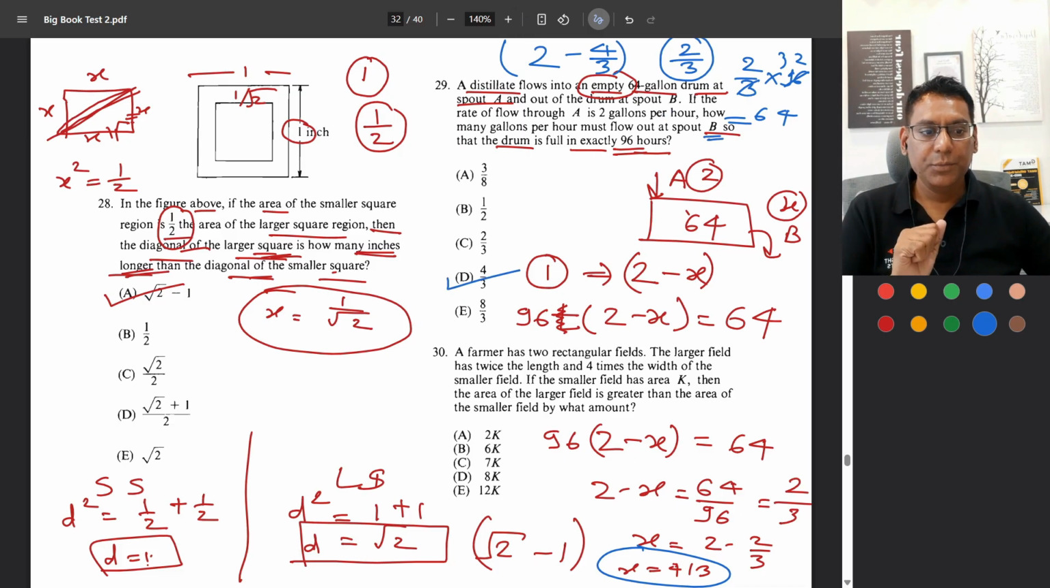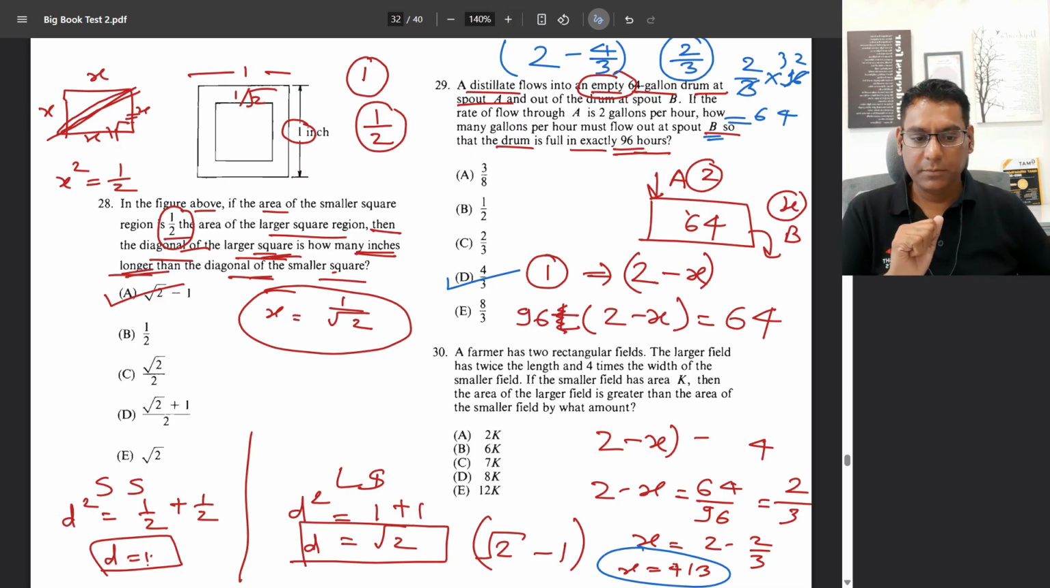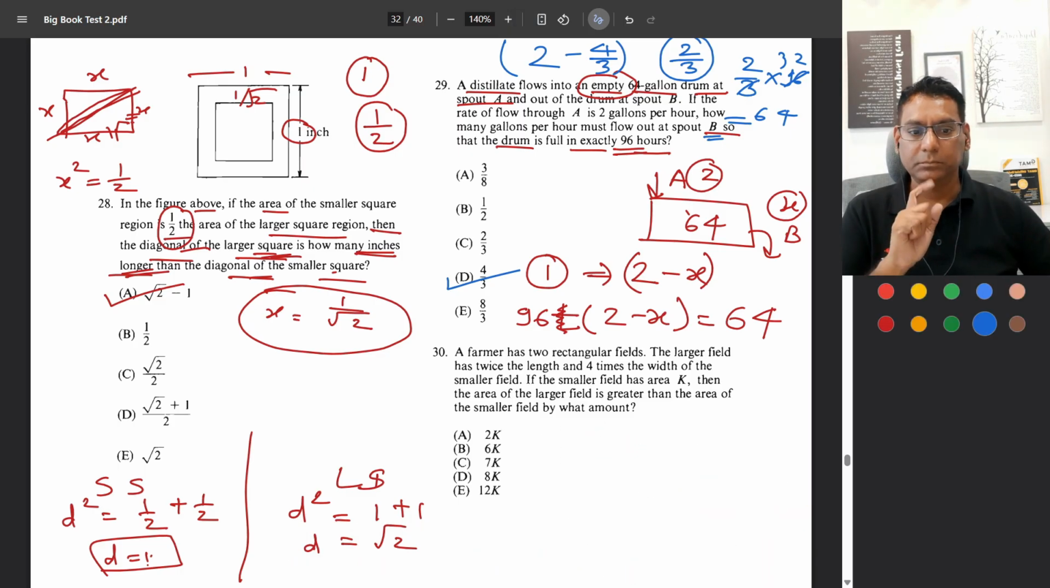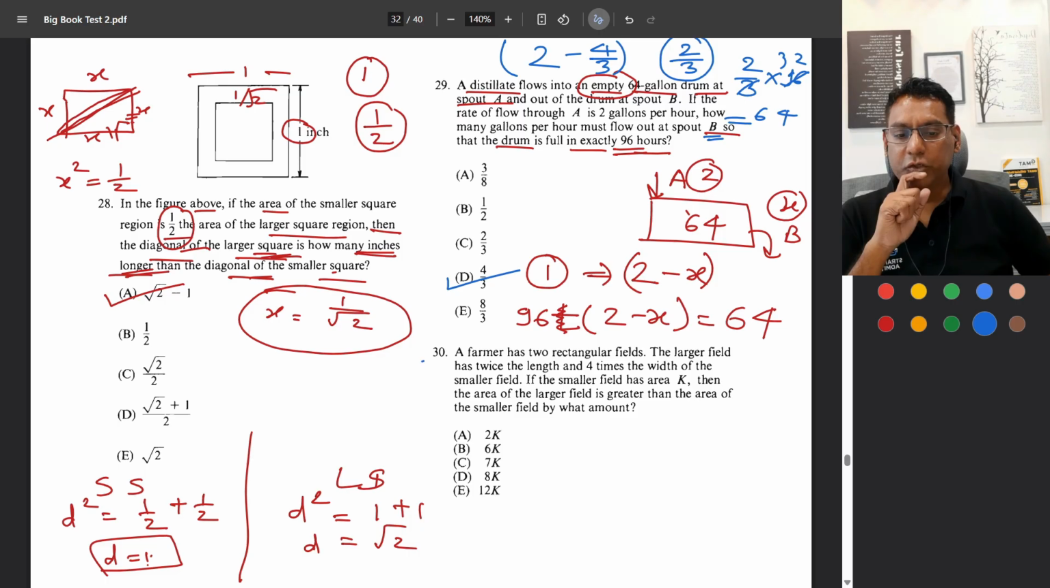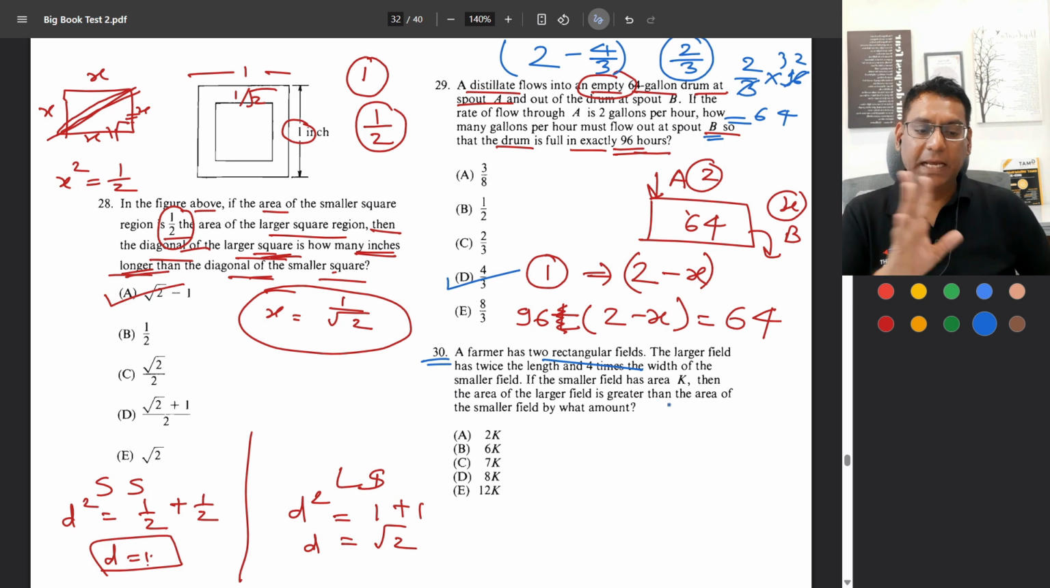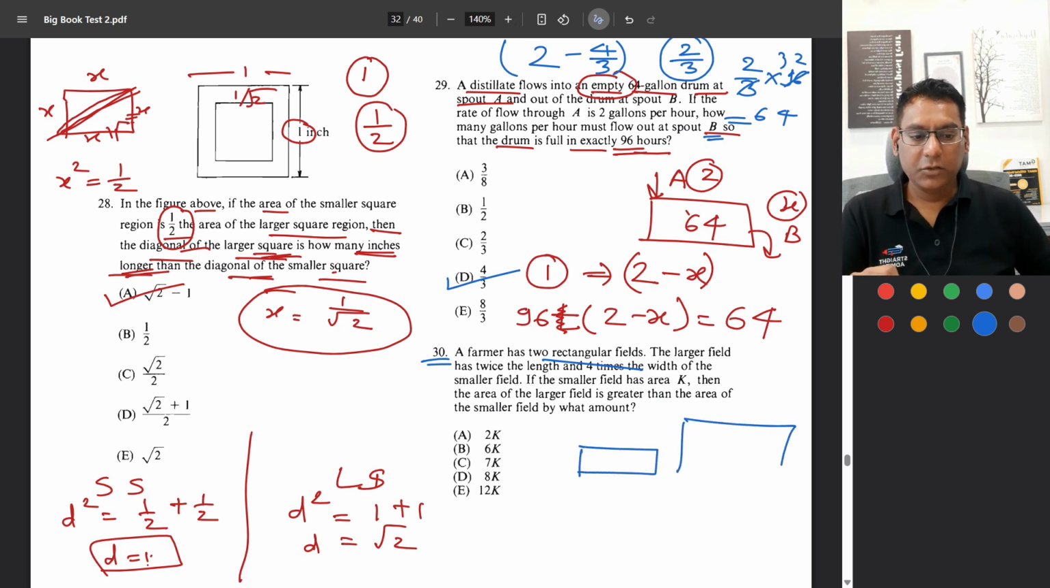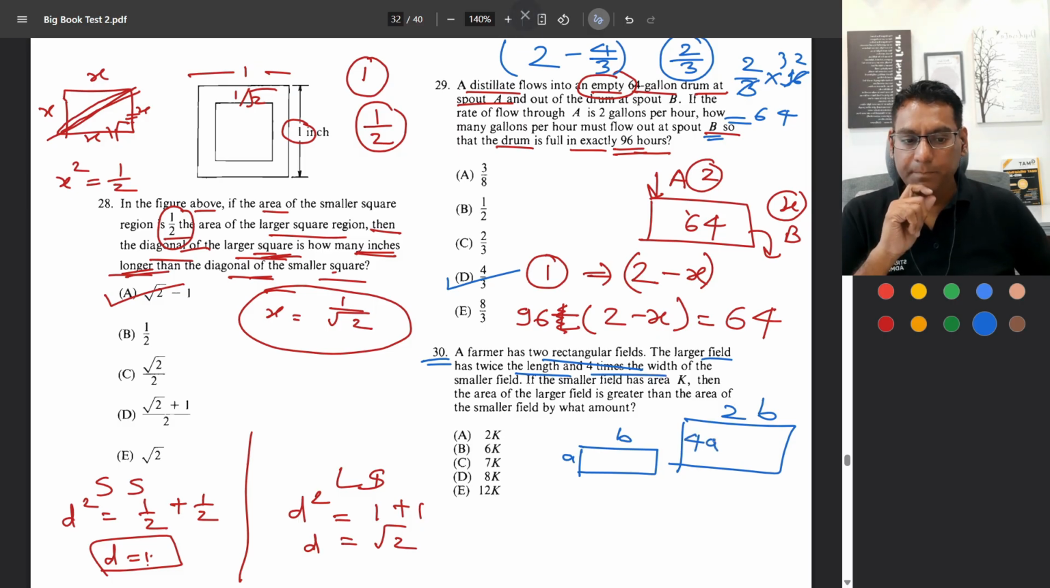Okay, let me just remove these calculations here. Okay, question 30. A farmer has two rectangular fields. The larger field has twice the length and 4 times the width of the smaller field. So let's see, this is the smaller, this is the larger. Let's say this is A and B dimensions. So the larger field has twice the length, so that is 2B, and 4 times the width, that is 4A.